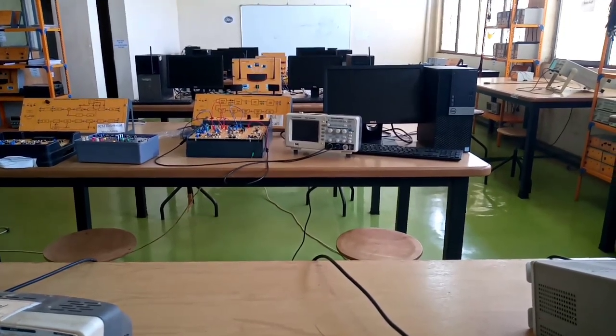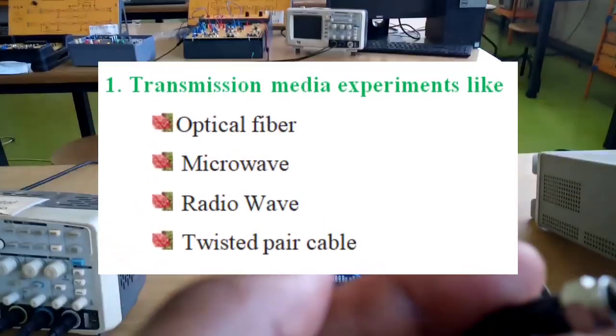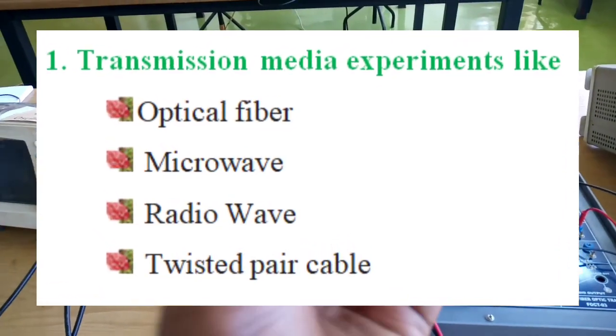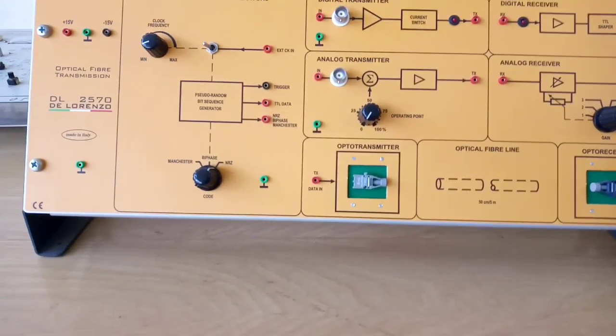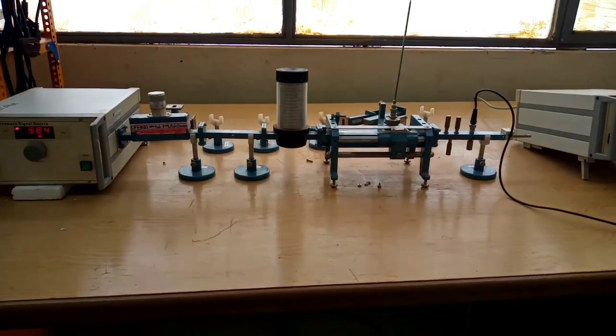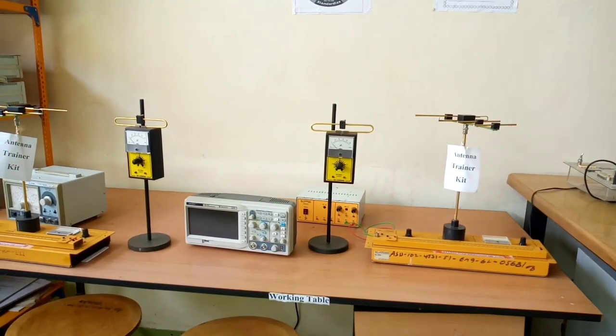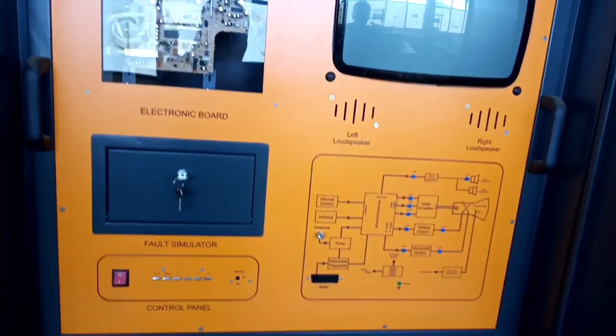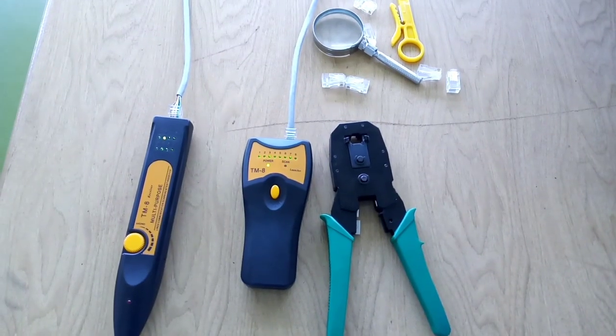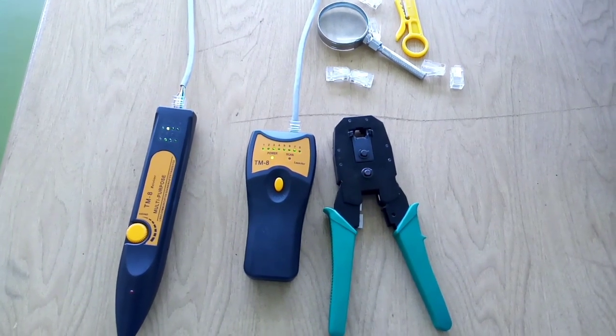1. Transmission media experiments, like optical fiber experiments, microwave experiments, and radio wave experiments. This one is also another radio wave experiment. And twisted pair cable preparation.